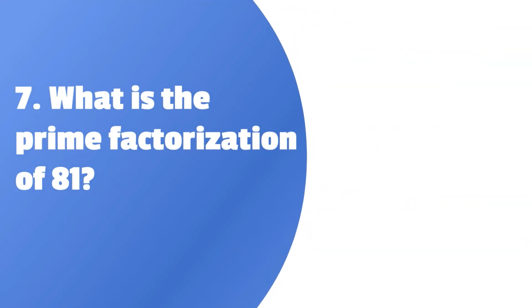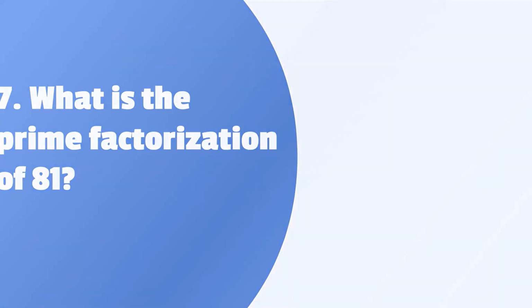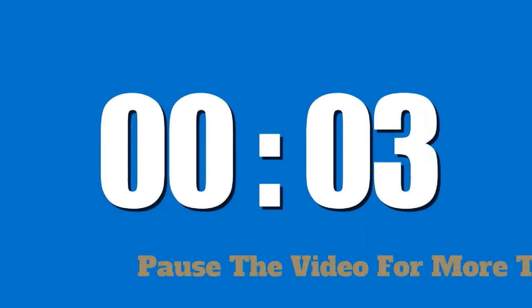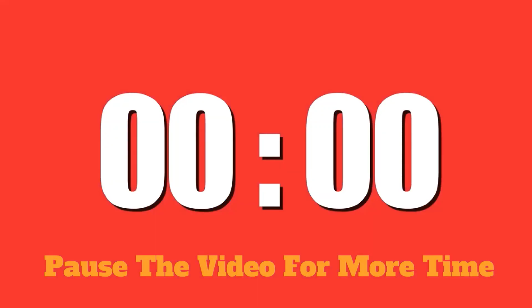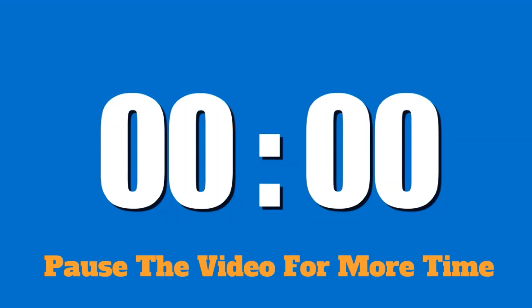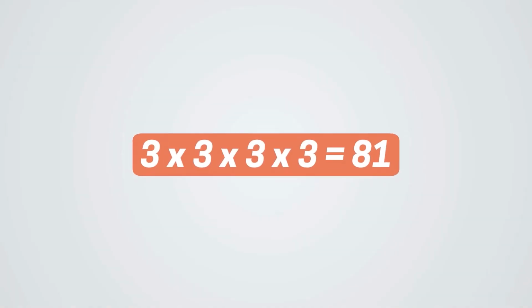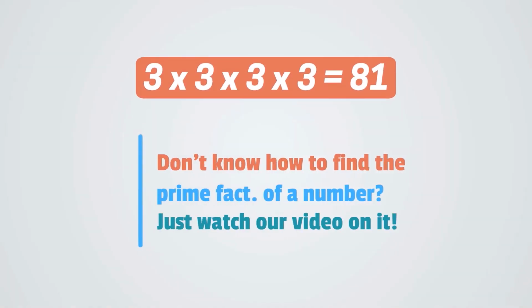Number 7. What is the prime factorization of 81? Pause the video for more time. 3 times 3 times 3 times 3 equals 81. So that's a prime factorization. If you don't know how to find the prime factorization of a number, just watch our video on it.